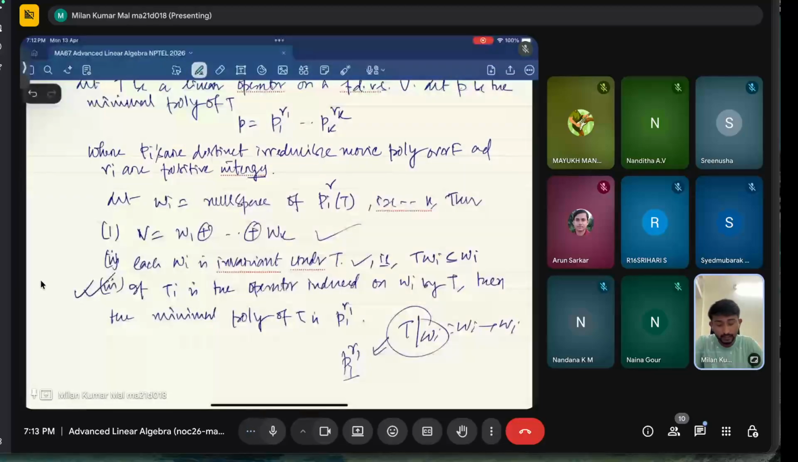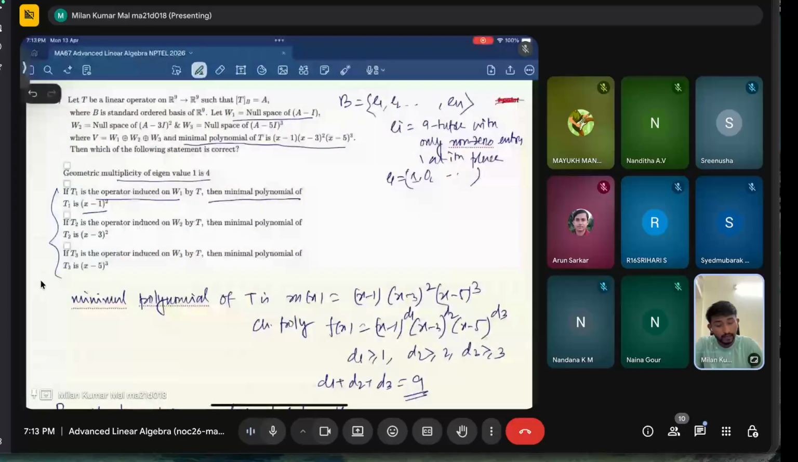So what the second option says is that if T1 is the operator induced on W1, then the minimal polynomial of T1 is (x minus 1) square. So whether this is true: the minimal polynomial for T is this, so here P1(x) is x minus 1, P2(x) is x minus 3, and here R1 is equal to 1, R2 is equal to 2, and P3(x) is x minus 5, where R3 is 3. Then the minimal polynomial of T1 has to be T minus identity, P1(T), right?